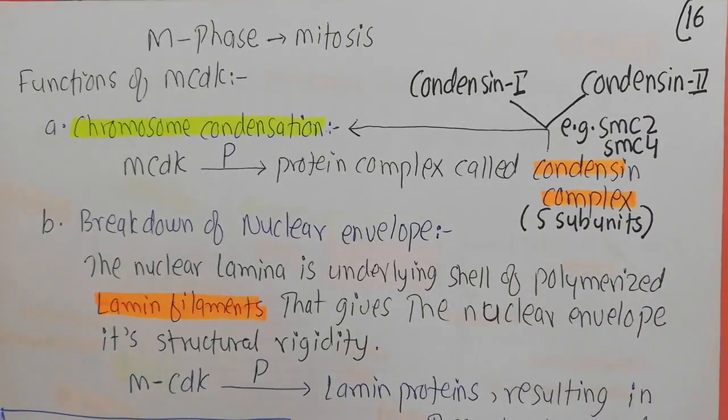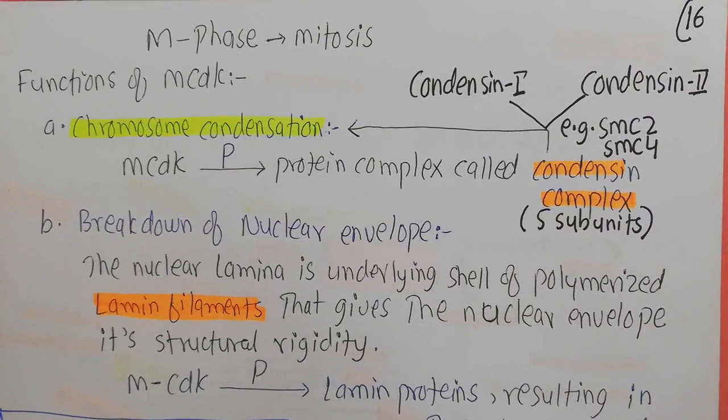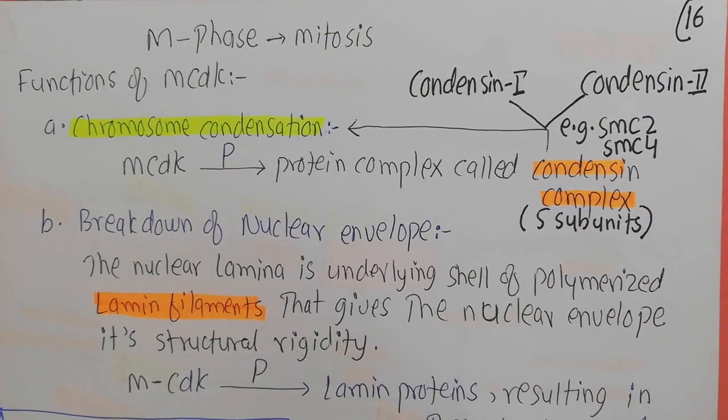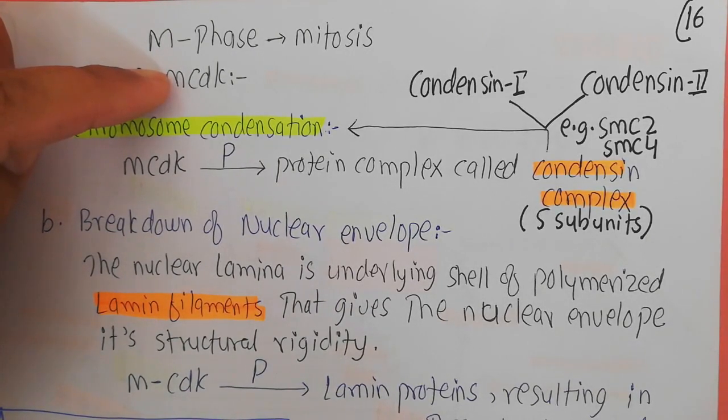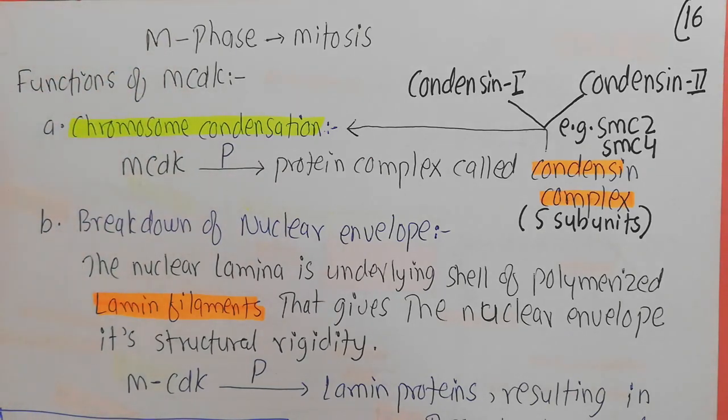Welcome back to this next video in the series of lectures on the cell cycle. In the last video, I told you that the MCDK was activated by the action of CDC25, which was removing the inhibitory phosphates from the active site of CDK1, and the complex of CDK1 and cyclin B was the MCDK that got activated. Now this MCDK was performing some important functions.